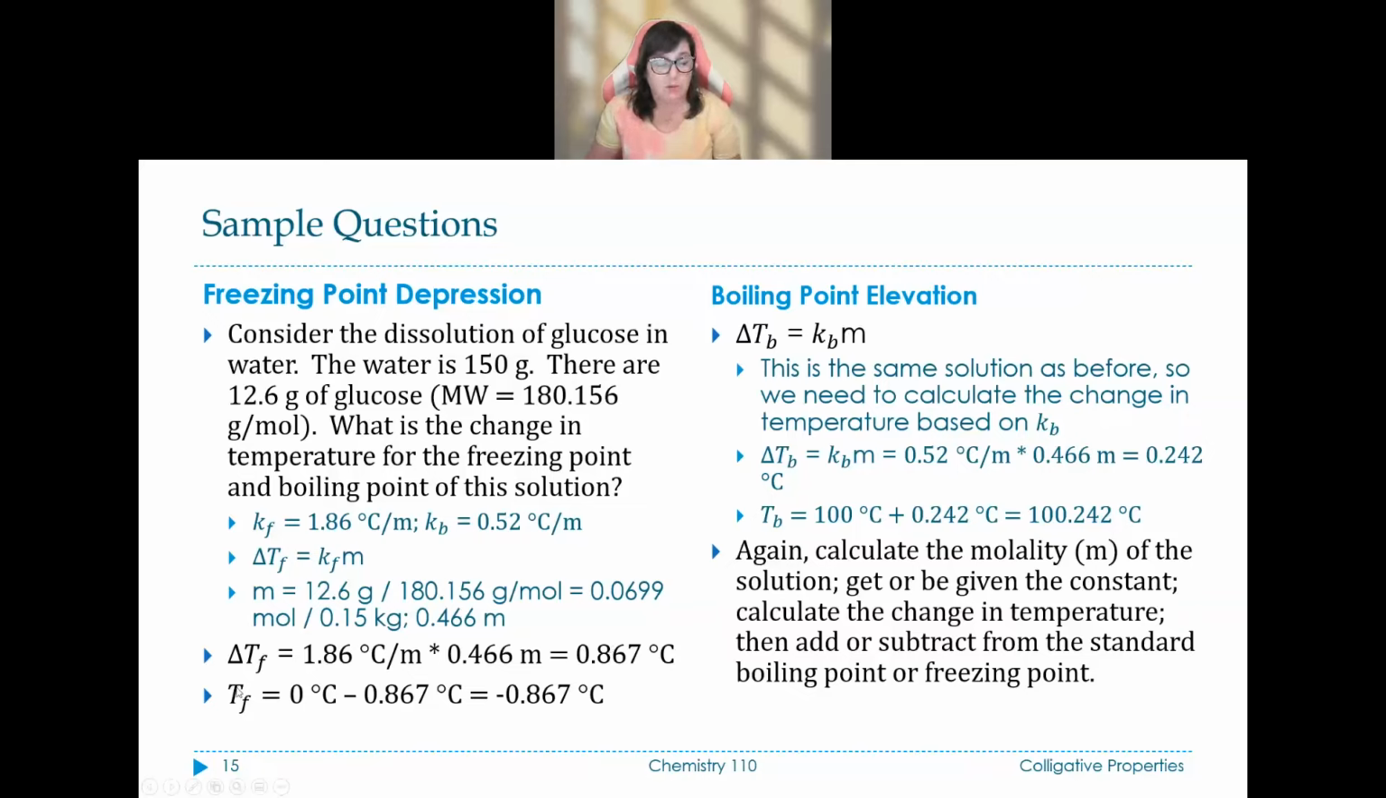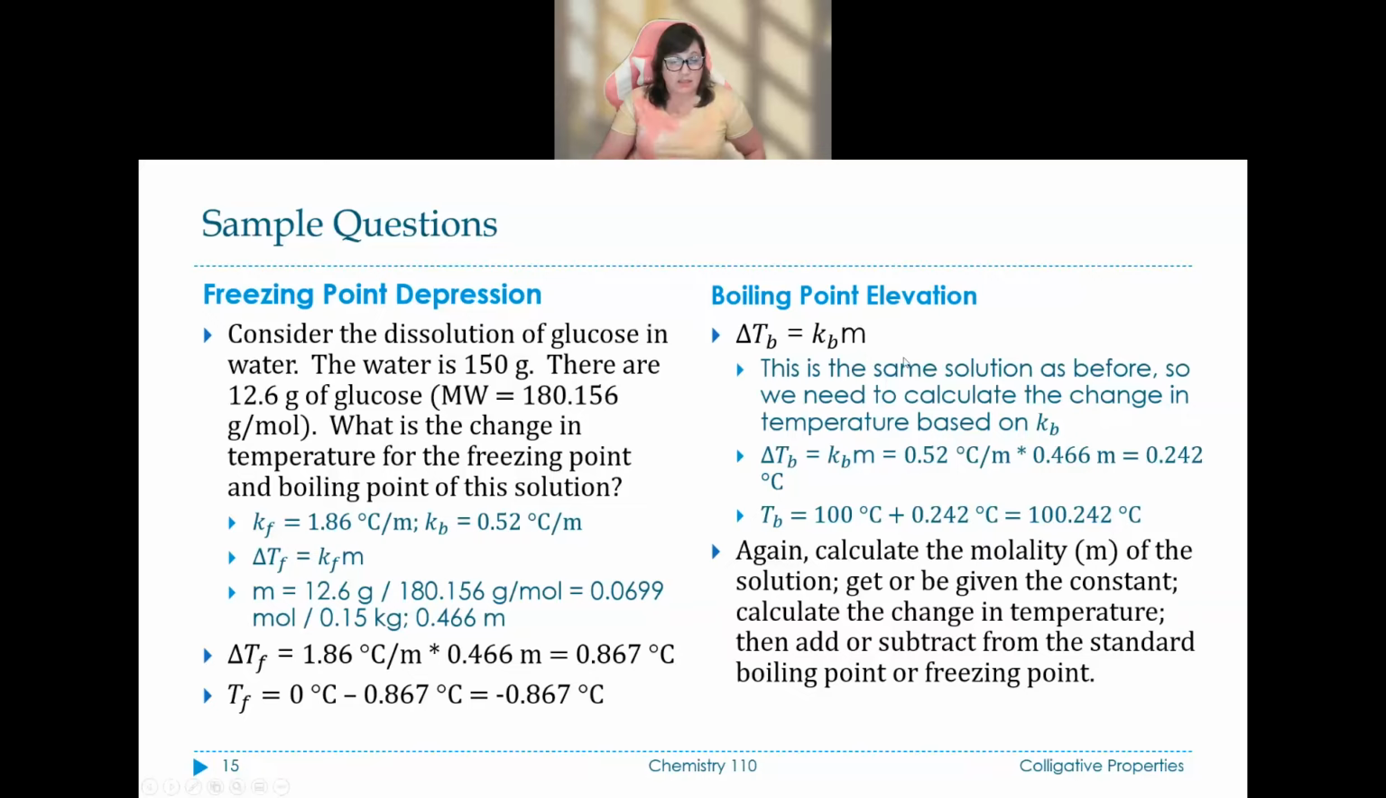Now, that is the change in temperature. That's delta T. If I want to know what the final temperature is for freezing, I need to take this delta T and subtract that from the initial temperature. So for water, initially we freeze at 0 degrees C. We subtract the 0.867 degrees C, and that gives me a final temperature for freezing at -0.867 degrees C.